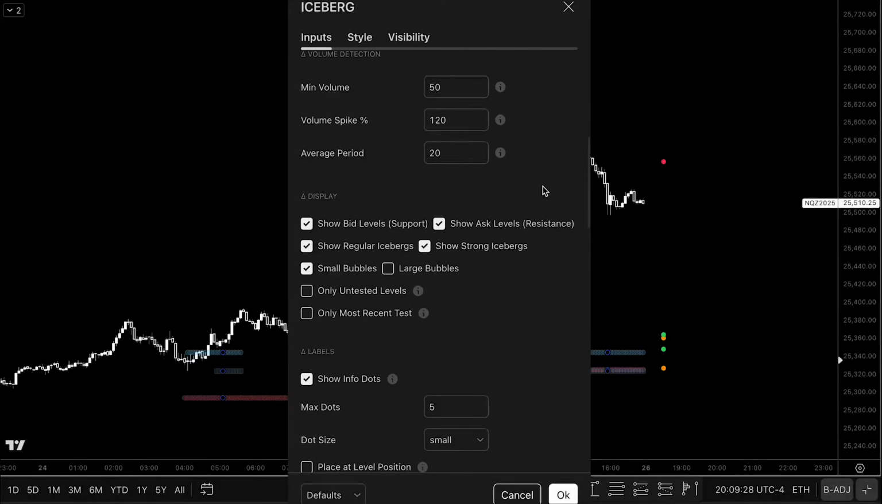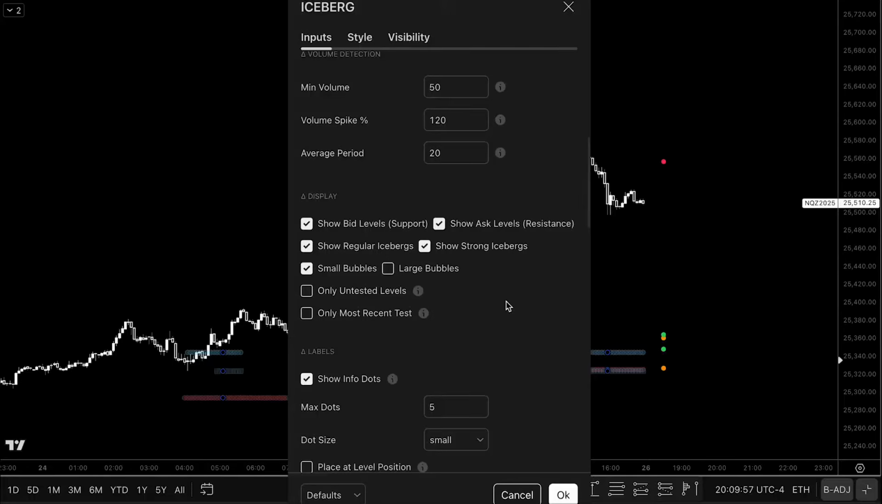You can also see some other configurations. We want small bubbles because that's going to show you the smaller orders that make up the icebergs. If we're showing a collection of large orders, it's already veering into the territory of, is this even an iceberg if they don't care whether they're seen or not? So I'm keeping it as is.